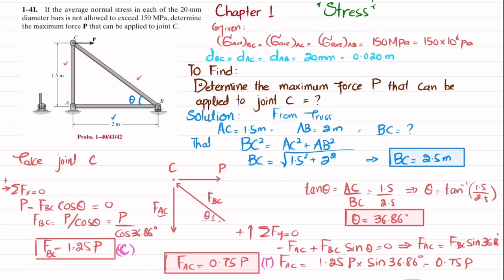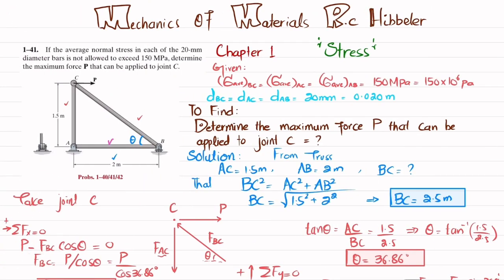Okay, now we'll move toward another page. We will find FAB. So for that we will take this joint B and we will apply method of joint. Okay, so take point B and apply method of joint.